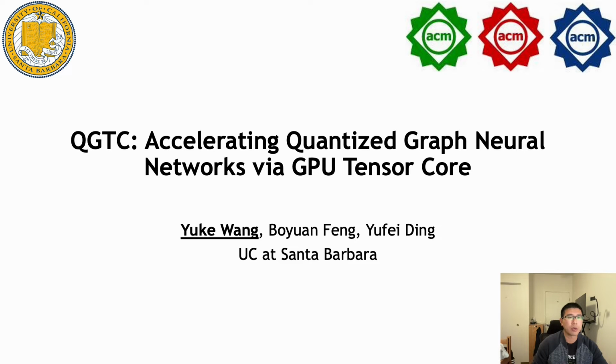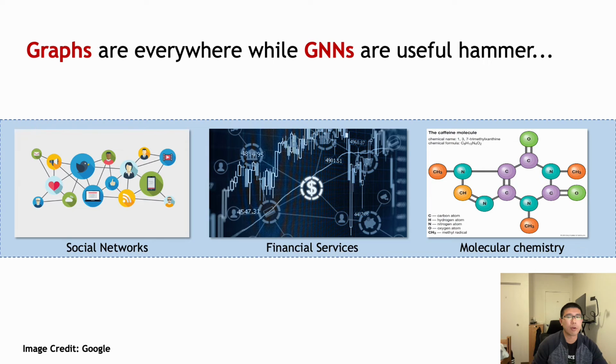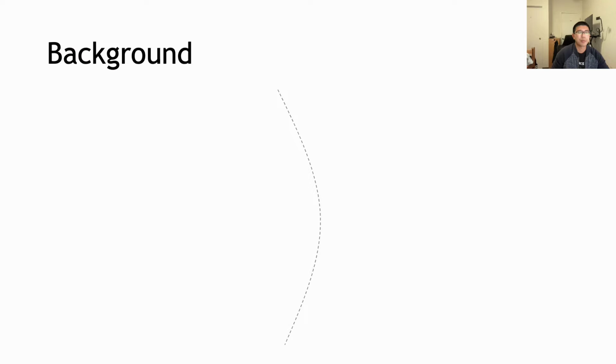Today, I would like to introduce our work QGTC, Accelerating Quantized Graph Neural Networks via GPU Tensor Core. Nowadays, graphs are everywhere in our daily life, and graph neural networks are a usable hammer to get insights from those graphs. We can find their application in social networks for friend recommendation, financial service for fraud detection, molecular classification in chemistry and biology. Next, we will see how GNN operates under the hood.